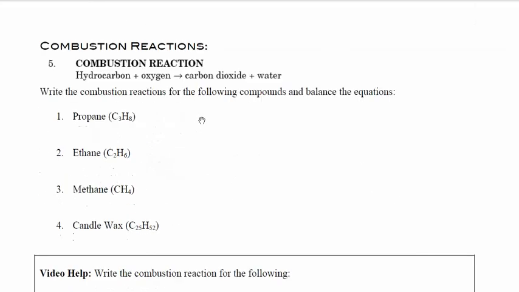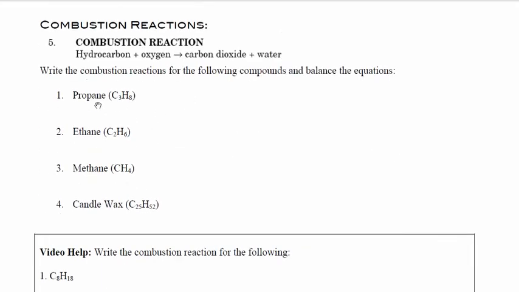Finally, for combustion reactions, remember you have your hydrocarbon, so C3H8, for example, it reacts with oxygen, and then it produces carbon dioxide and water always. So I'll write that out quickly. So combustion reactions are the easiest type of reaction because we always know what is going to be produced. The only thing you have to do is balance. Okay? Alrighty.